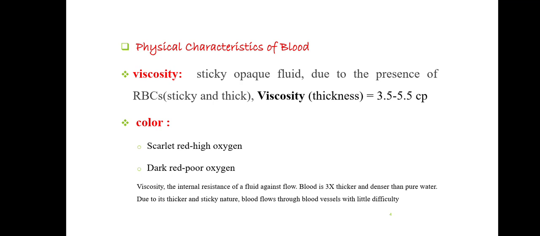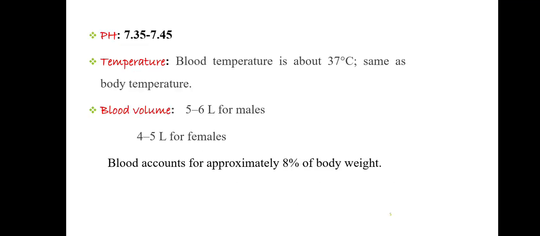Then with the color of blood, we have scarlet red. When blood is looking scarlet red, or rather bright red, it means there is high oxygen. So whenever there is high oxygen, the color of blood becomes scarlet red or bright red. However, if it is the opposite, in cases where there is poor oxygen perfusion, the color changes to dark red. So when the blood is looking dark red, just know that this particular person is having less, or poor, oxygen perfusion.